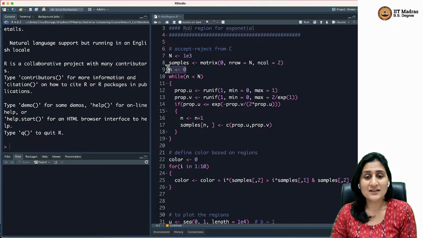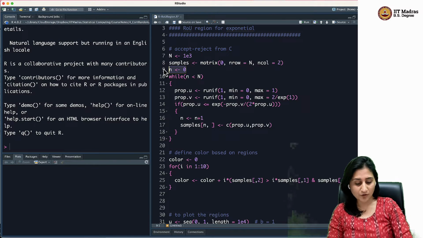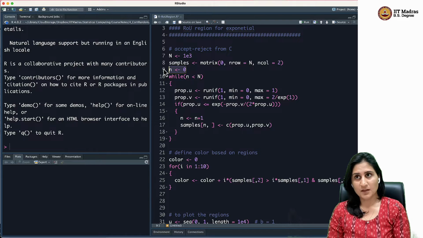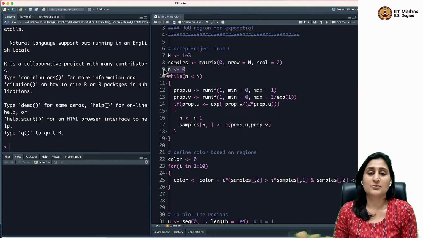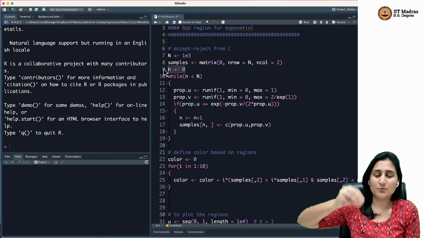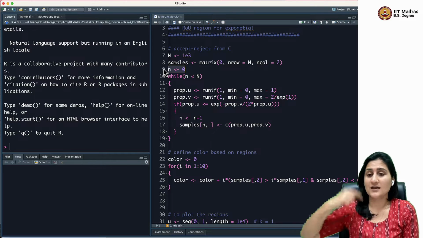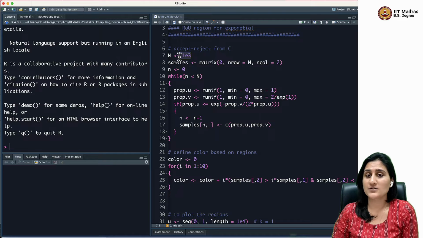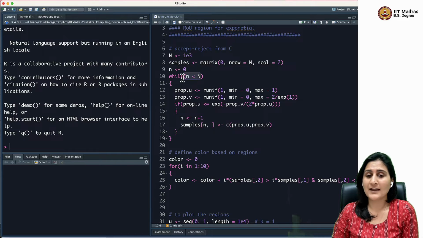Okay. So n equals 0 means so far I have not implemented any accept or reject. As in, I have not gotten any points from the region C as yet. And I'll keep doing this until I get 1,000 points in the region C. So while n is less than capital N, I keep doing the following. Prop.u is a random uniform between 0 and 1.